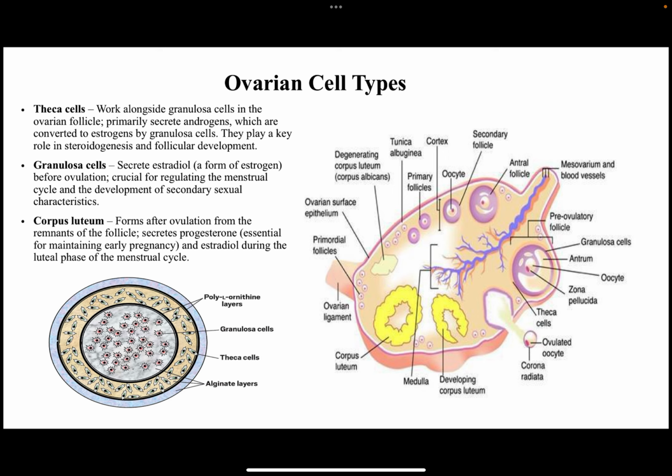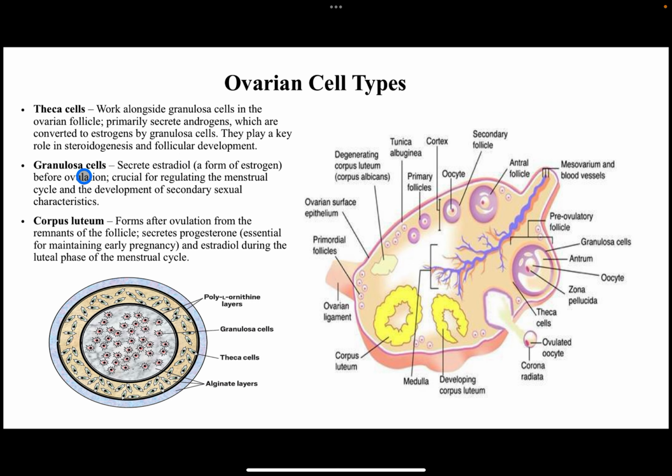Okay, so the theca cells will work alongside the granulosa cells in the ovarian follicle, and primarily they secrete androgens, which are converted to estrogens by the granulosa cells. They also play a key role in steroidogenesis and follicular development.